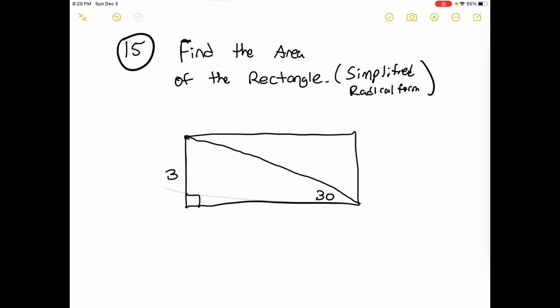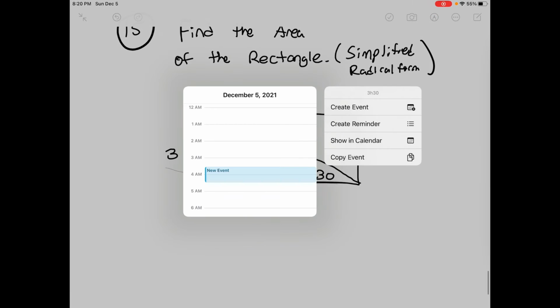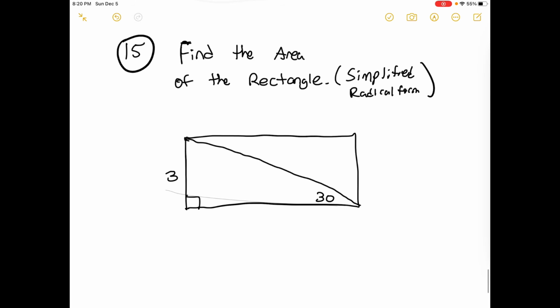So we're given a rectangle, we have this diagonal line, we have a right triangle inside the rectangle, it's a 30, 60, 90. You're given the short leg is 3, and so area of a rectangle is length times width. So we need our length or width, whichever you want to call it. We're given the short leg is 3.